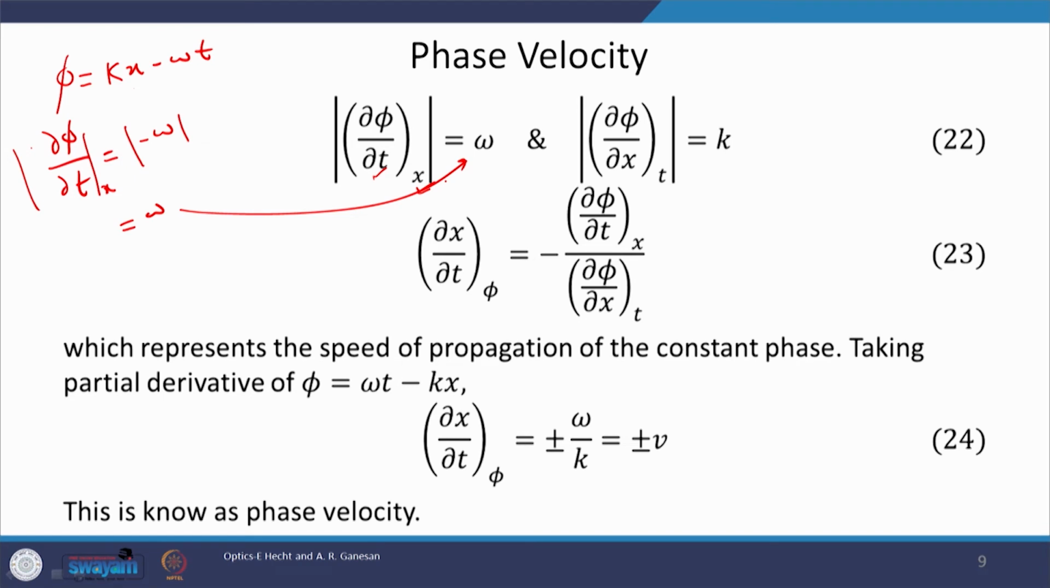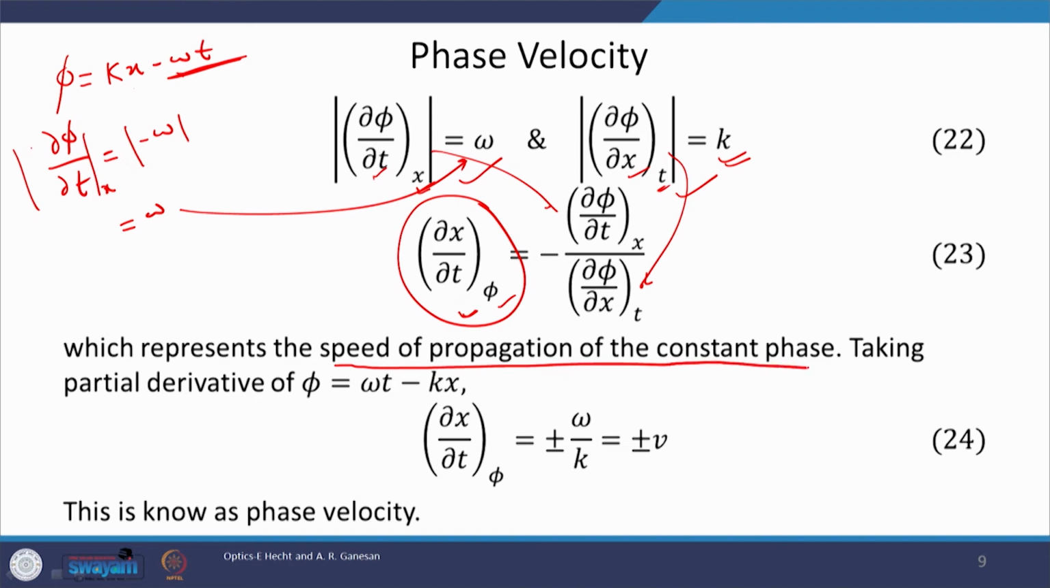Similarly, if you take the space derivative of phi keeping time constant now, then you will get k from the same expression. Now, if you divide this, with this in the numerator and this in the denominator, then we will get del x by del t at constant phi. This quantity is called phase velocity, and this represents the speed of propagation of the constant phase.